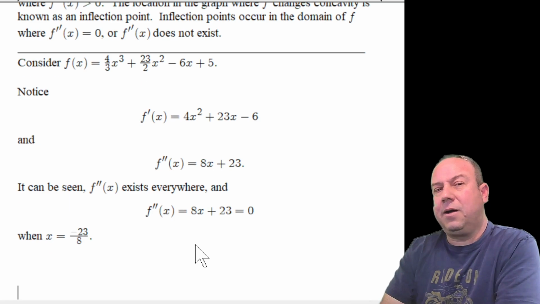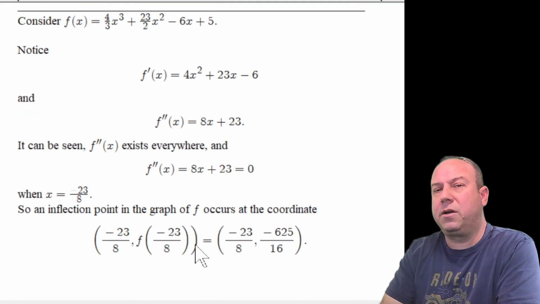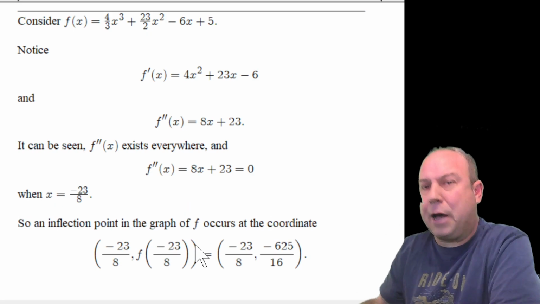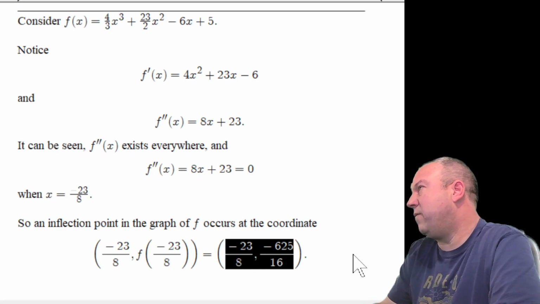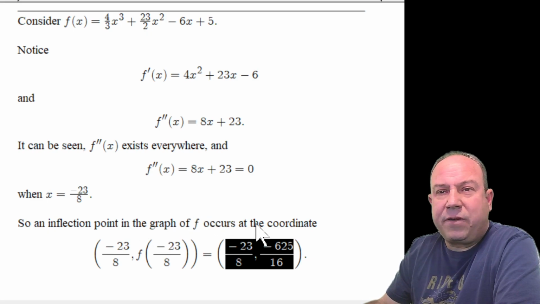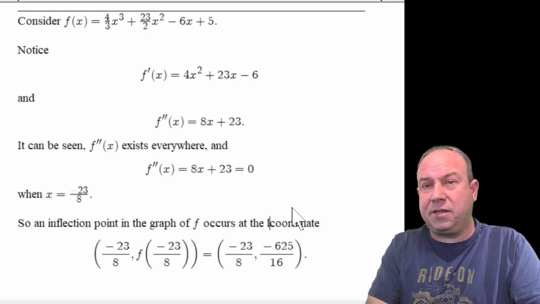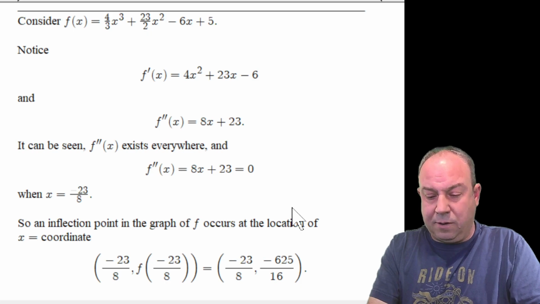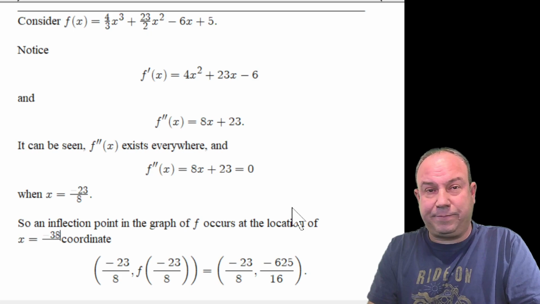It is where it equals 0. So an inflection point in the graph occurs at that value of negative 23/8, comma, negative 625/16. So an inflection point in the graph of f occurs at the location of x equal to negative 23/8.